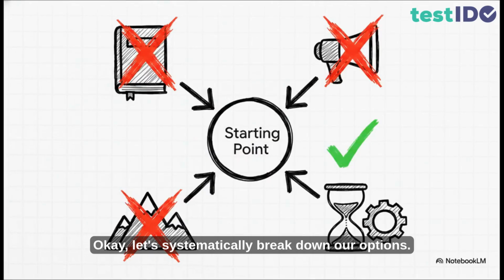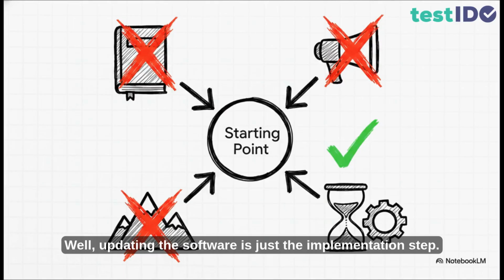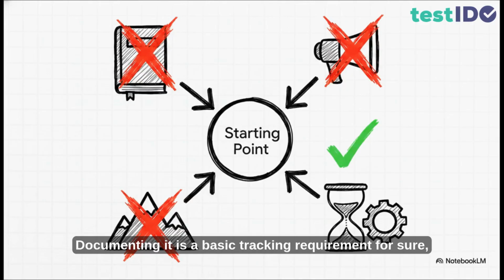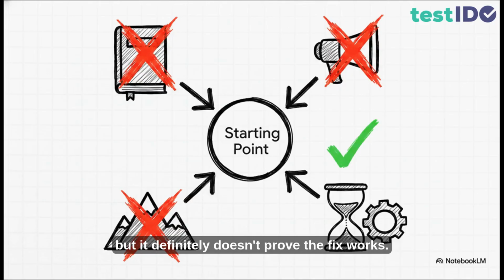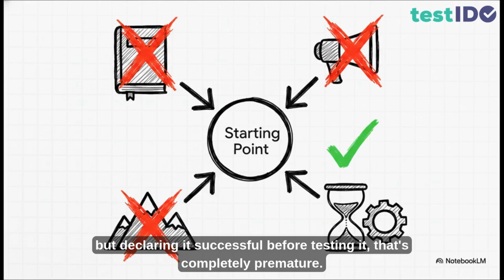Okay, let's systematically break down our options. Option A is documenting the software update in the IT logbook. Well, updating the software is just the implementation step. Documenting it is a basic tracking requirement for sure, but it definitely doesn't prove the fix works. Let's skip down to C, reporting the successful patch to external auditors immediately. Communication is totally fine, but declaring it successful before testing it, that's completely premature.